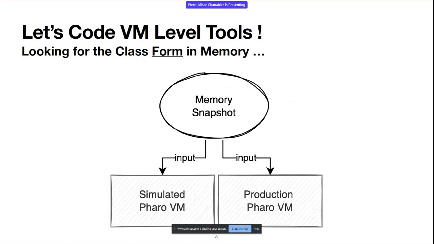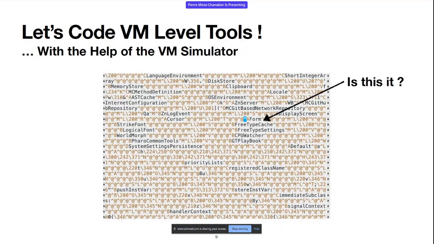So let's try to code the VM level tool then. And in Pharo, we have two VMs. We have a production VM, which is used by all of the users, and the simulated VM, which is written in Pharo, and which can execute the same code as the production VM. This code is usually in a memory snapshot. This is a memory dump, basically, that we load back in the RAM and that we treat as our environment. And this is usually a very big byte array, like this one, which was about 100 megabytes.